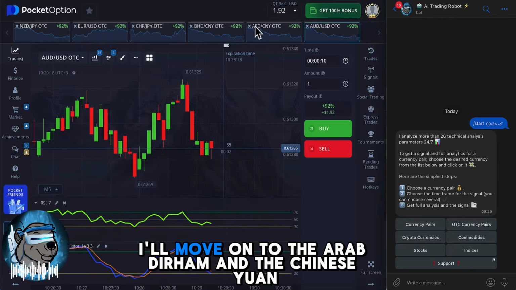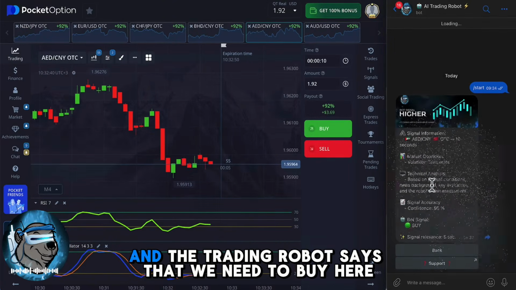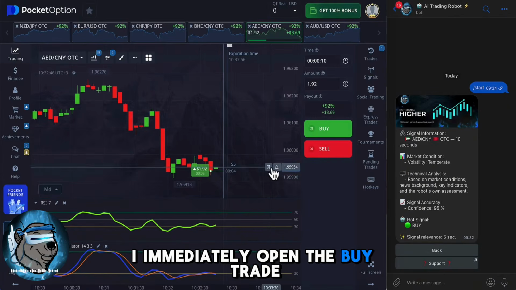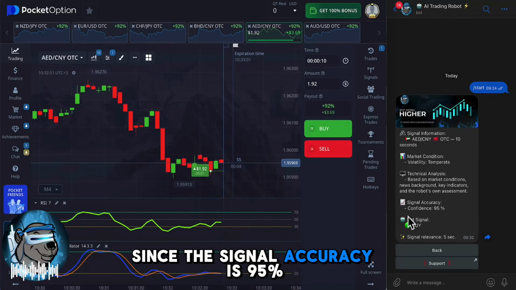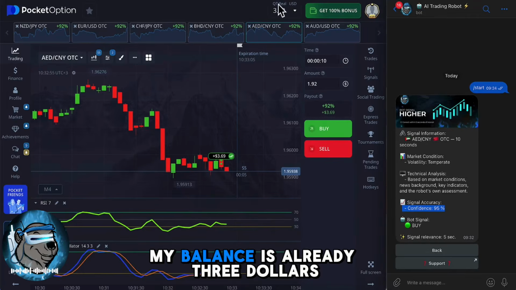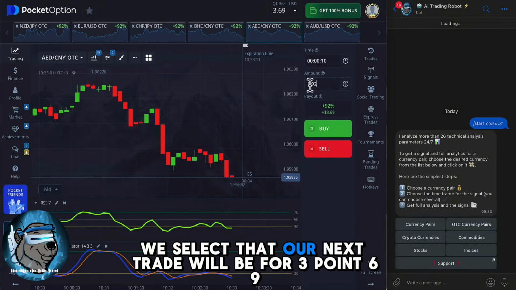So now I'll move on to the Arab dirham and the Chinese yuan. We open our asset and the trading robot says that we need to buy here. I immediately open the buy trade. And now let's see if this asset will close in profit, since the signal accuracy is 95%. Excellent, we made a profit. My balance is already $3.69. We select that our next trade will be for 3.69.